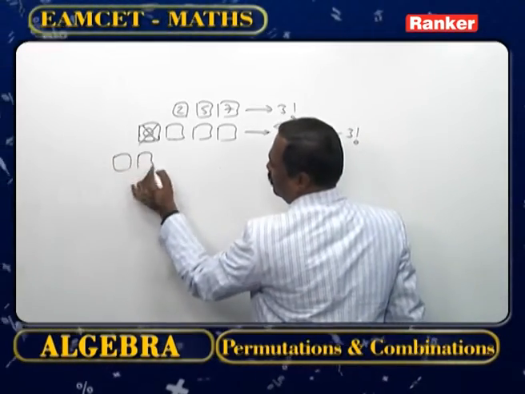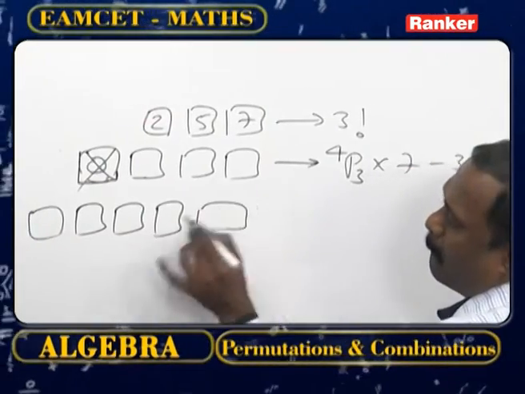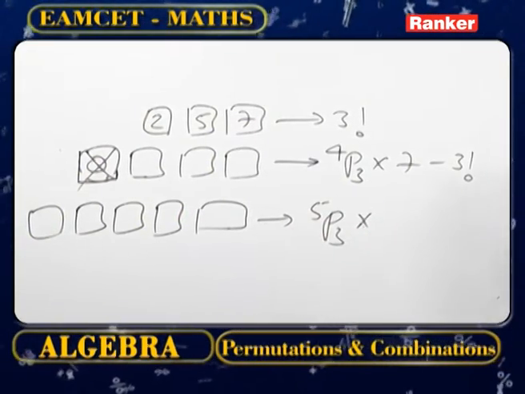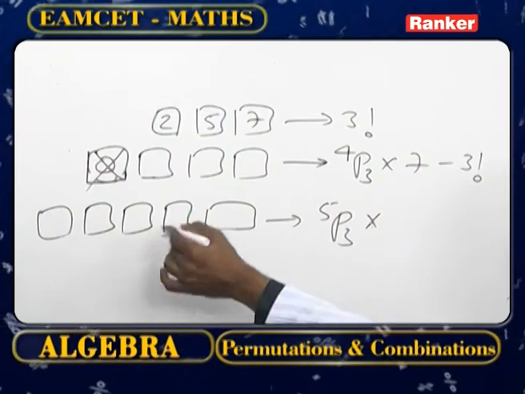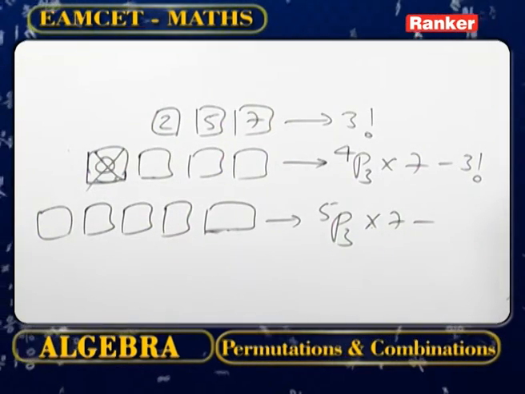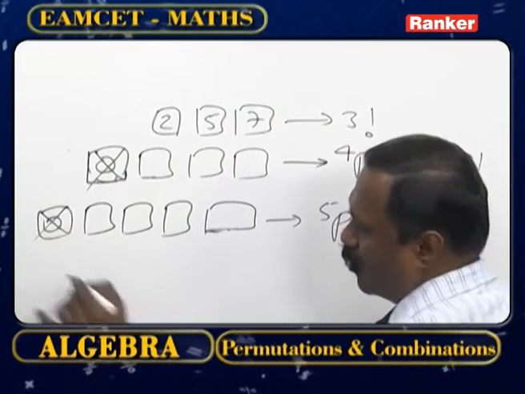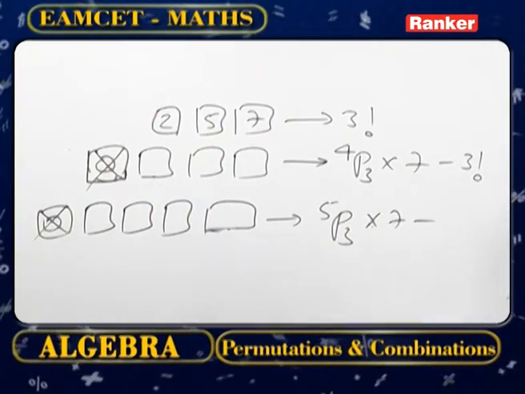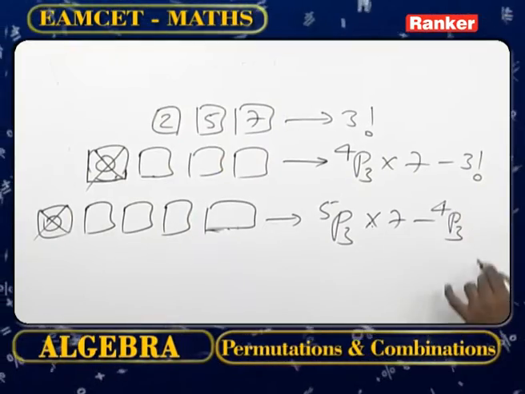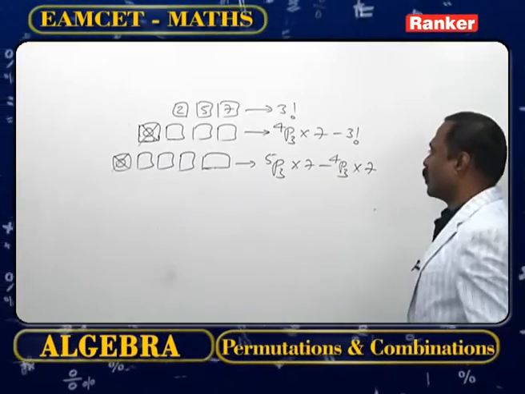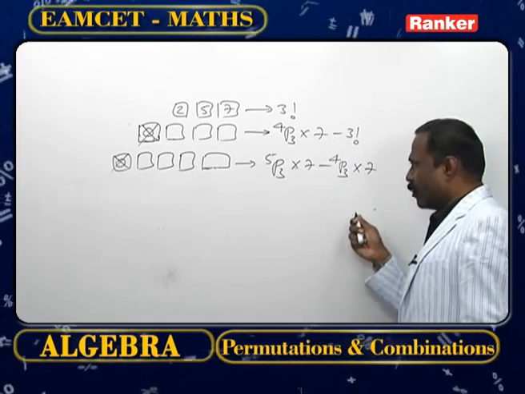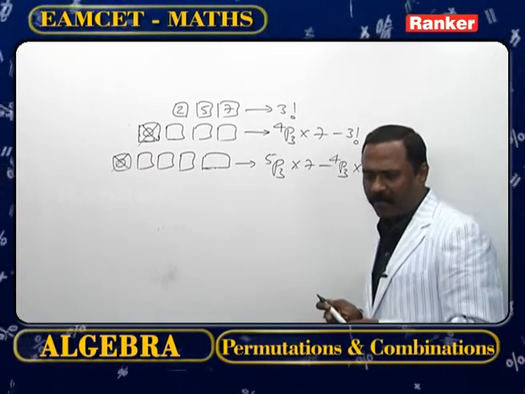Similarly, 5-digit numbers. Here 5p3 into, 3 digits are already filled here with 257. How many will be remaining? 7 will be remaining. 7 minus, it should not start with 0. So how many will be remaining? 4 will be remaining. So they can be filled in 4p3 into 7 like that. So you can see that this is plus minus, this is plus minus, this is again you'll get minus for that.